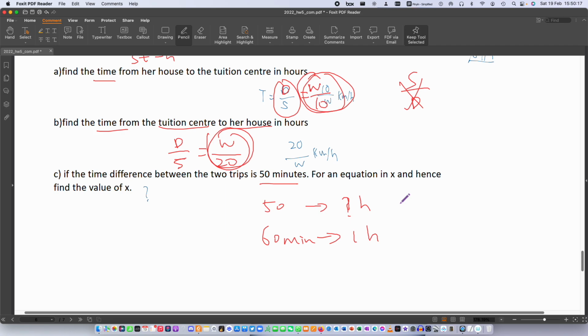You sure? Divide by 5 over 6. So what's the answer? I just want to know the answer. What's the question mark? 6 over 5. So this, you tell me what is the factor here first. Times or divide? Divide. Divide by what? 5 over 6. So 60 divided by this, you get 50. You check first.